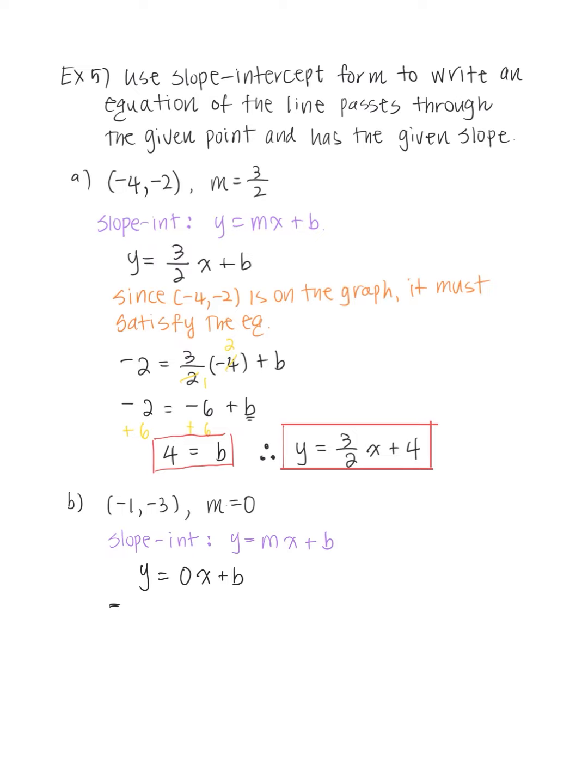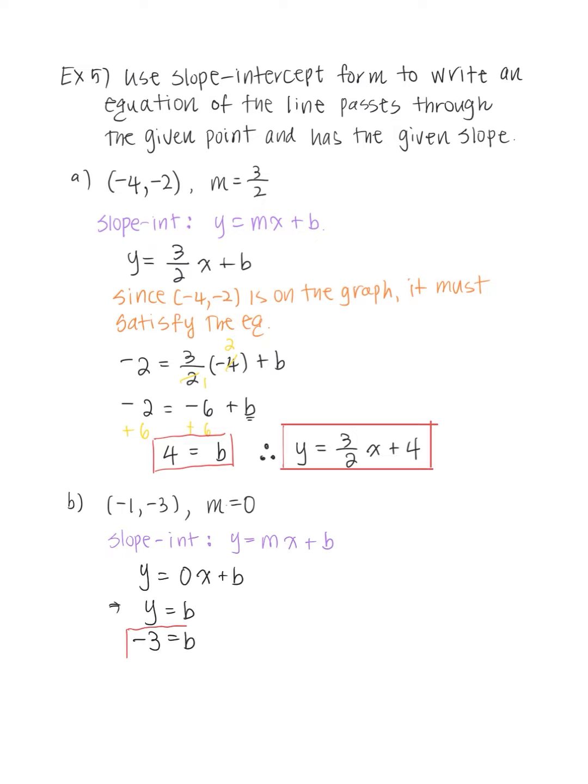Okay, so then what is that going to become? y equals b. So here, the variable x disappears, but it's okay. We're going to follow the same thing as what we did. Since we know that the point -1, -3 is on the line, it must satisfy the equation. So what is the y coordinate of the given point? Isn't it just -3? So here, we just set y is -3, and that's going to equal b, and we're done.